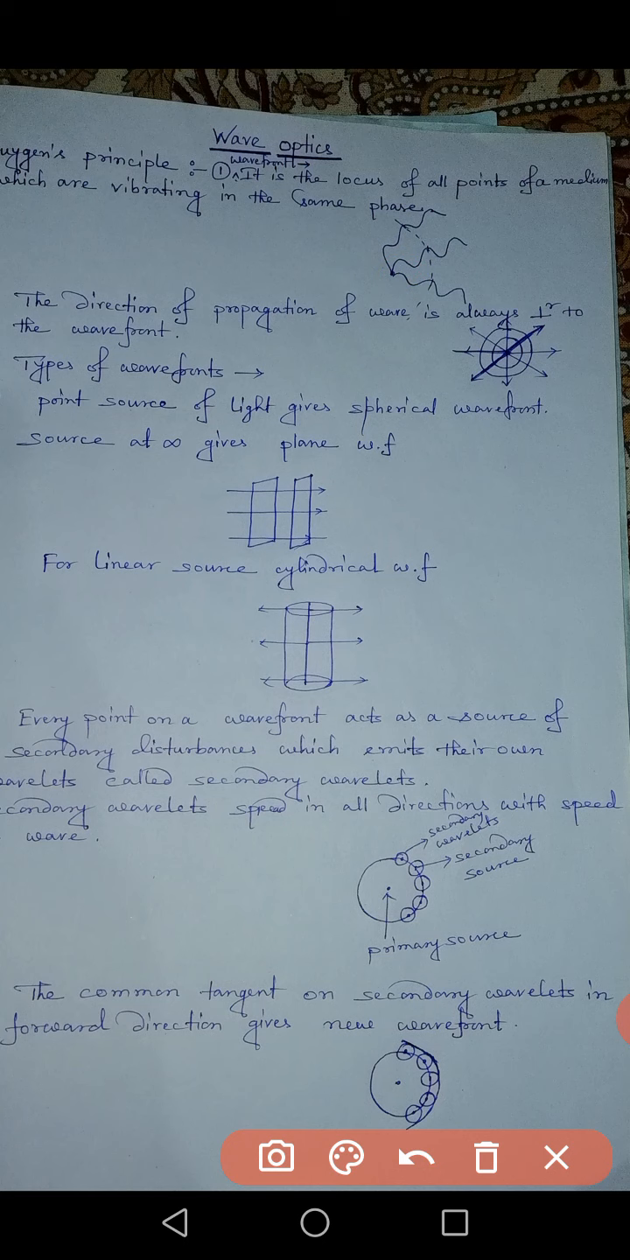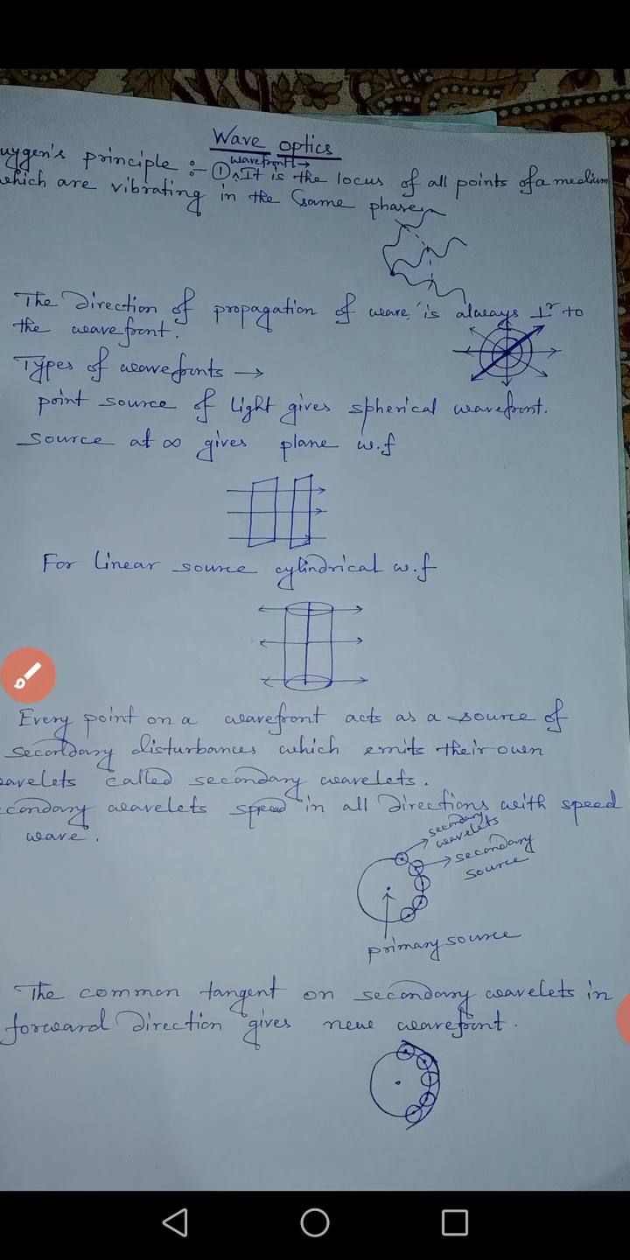Because here just to make the diagram simple, I gave here 3 waves, but actually there will be a number of waves in every possible direction, right? So if you join all these points which are on the same phase, you will get a sphere, and thus that sphere will be the wavefront.